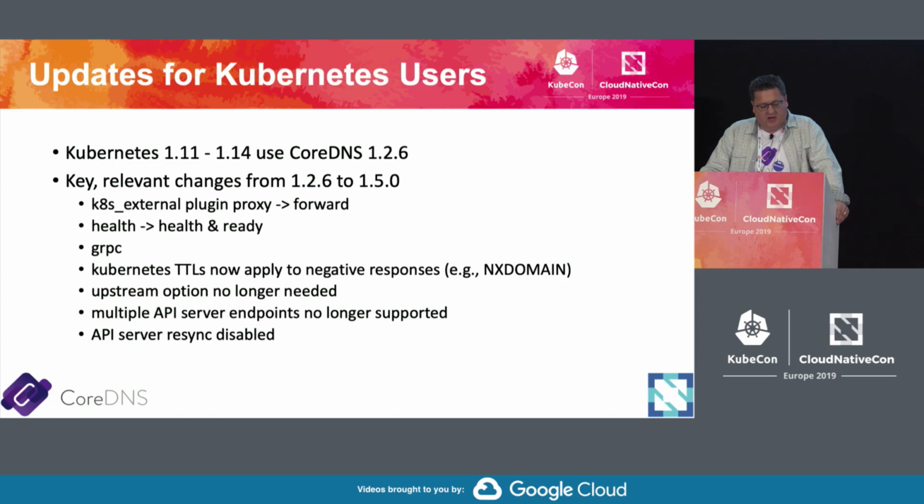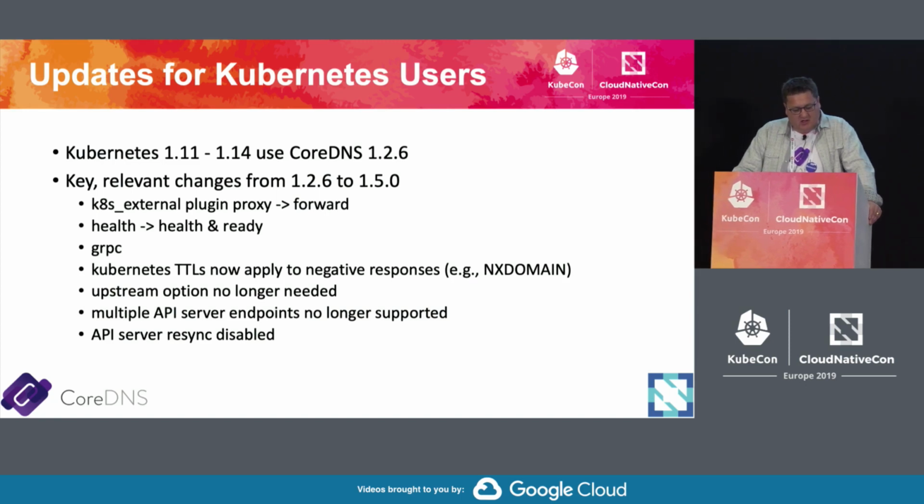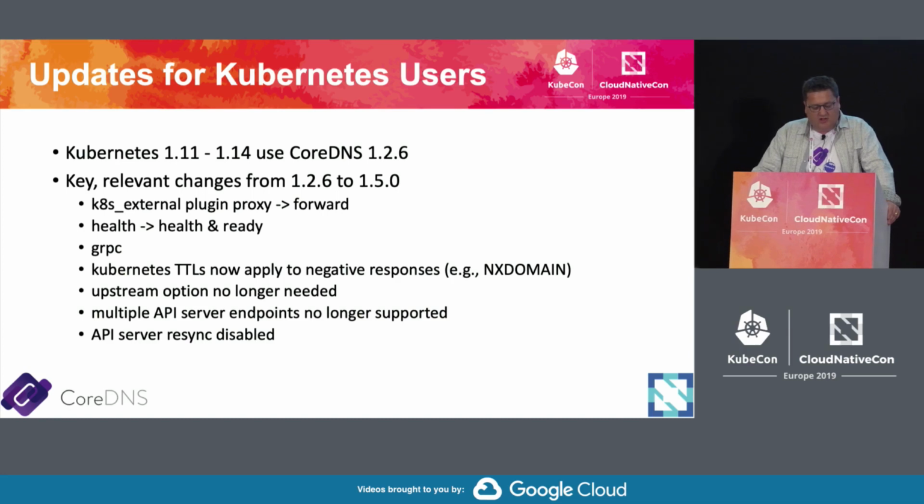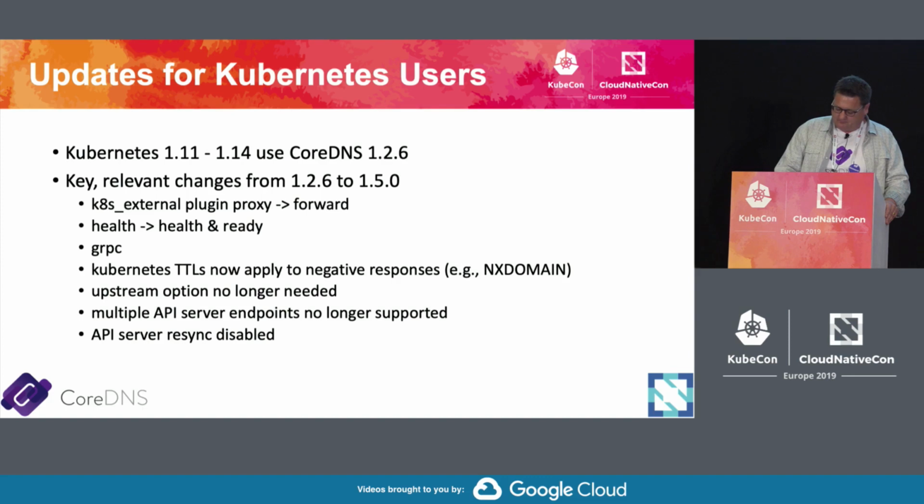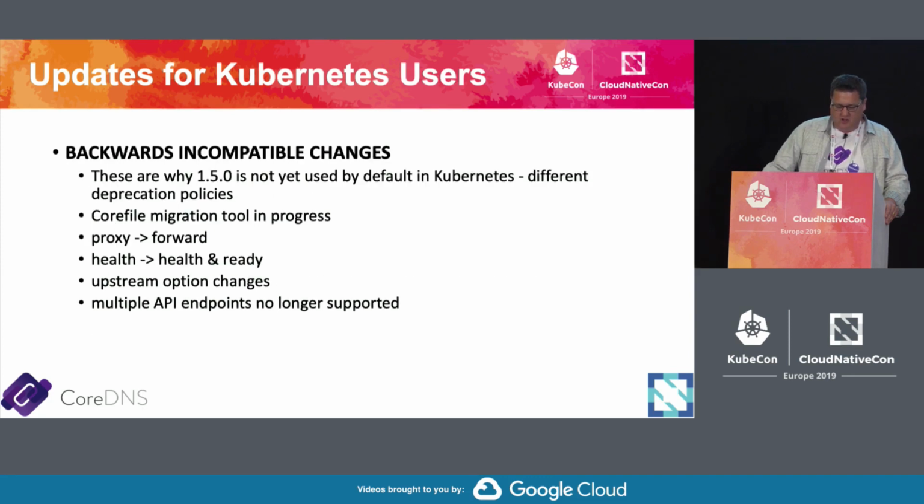Probably the only other incompatible change is we pulled out the upstream option. This is a small detail, but that's one of the things you would have to change in your Corefile if you were to upgrade. You just have to take that option out. The default behavior now is to do what it did the way it was configured before. I forgot, I had a slide specifically on the backward incompatible changes. So these are the kind of changes, and of course, these slides are available. It's probably easier than me going through them one by one.